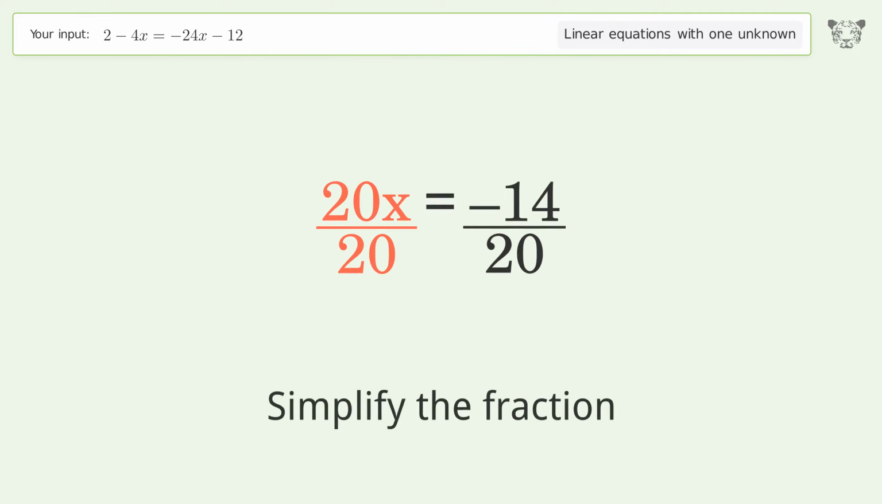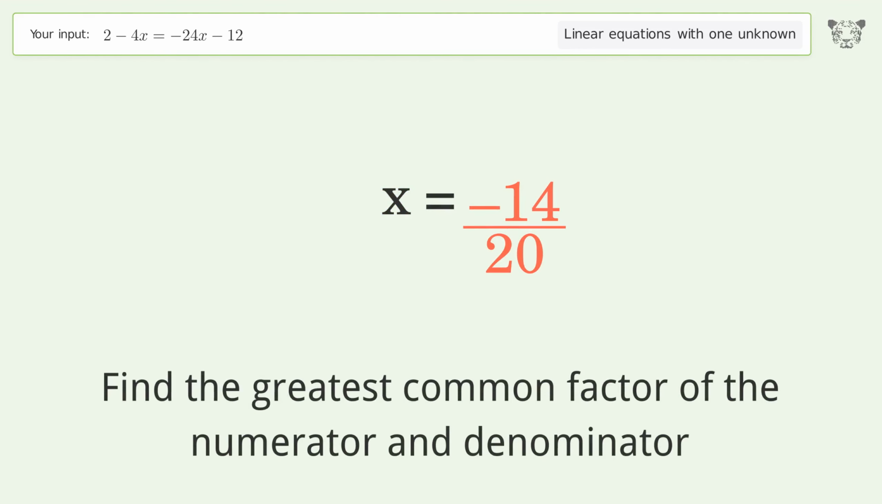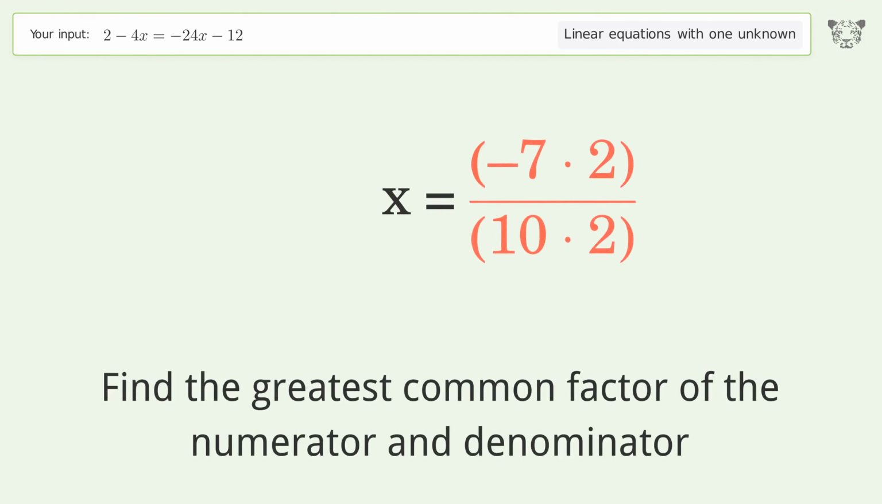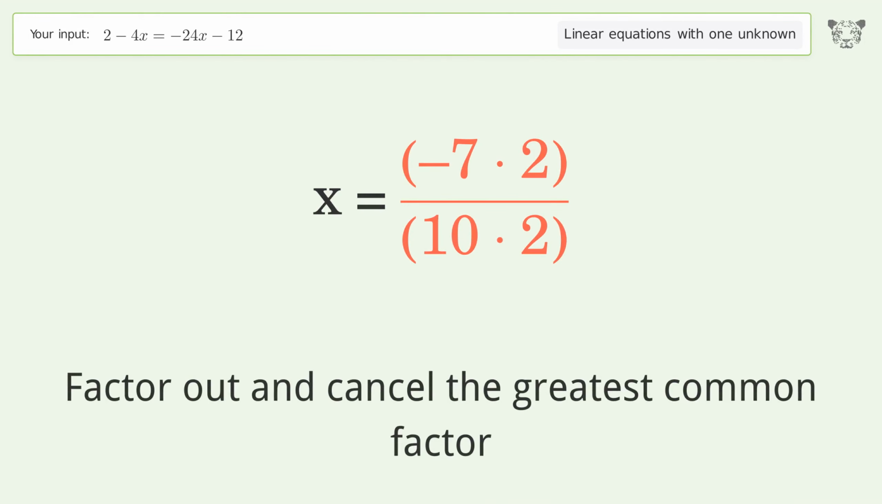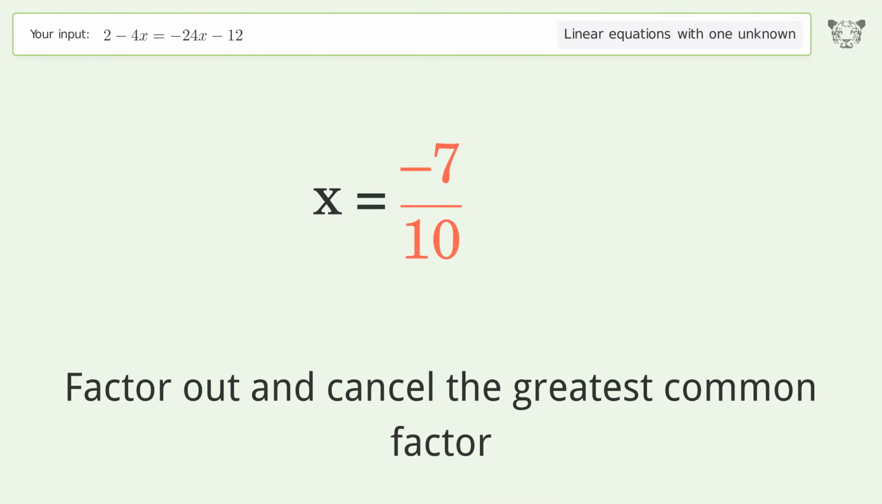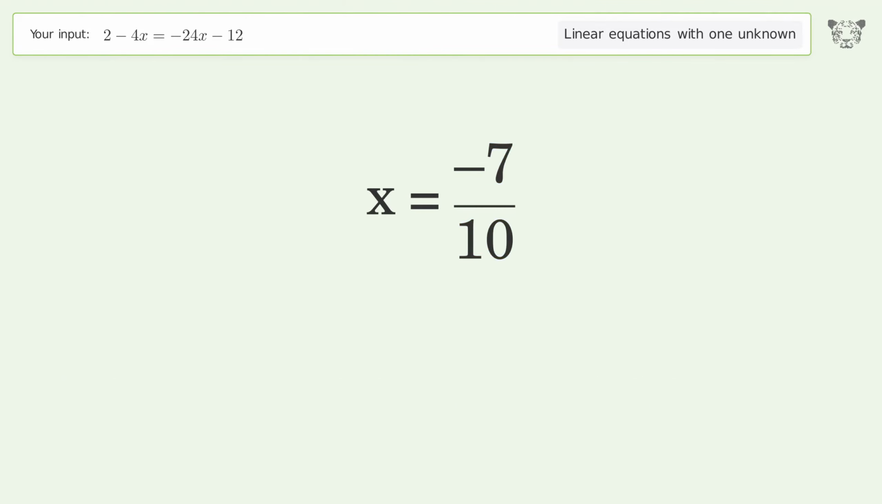Simplify the fraction. Find the greatest common factor of the numerator and denominator. Factor out and cancel the greatest common factor. And so the final result is x equals -7/10.